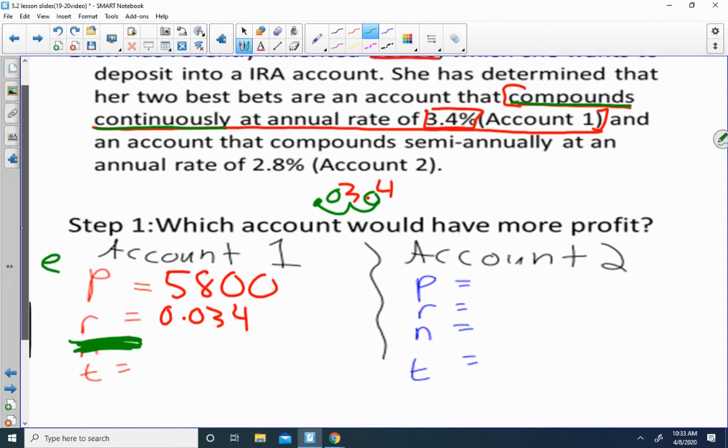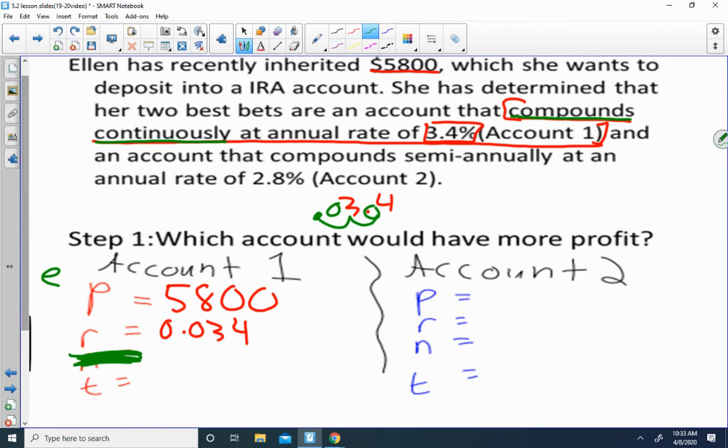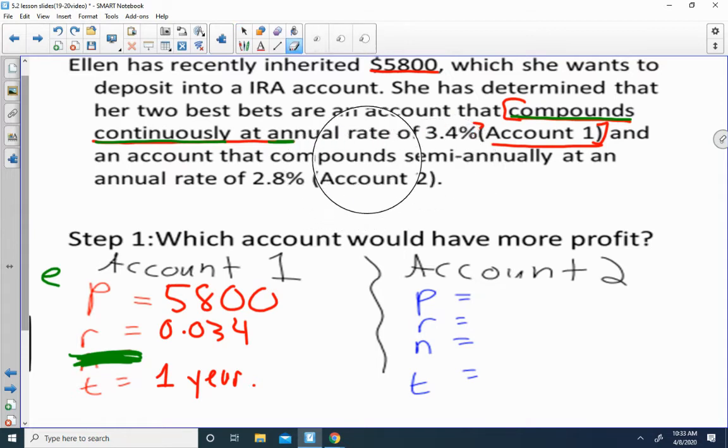But let's write down what the time is. We're given that it compounds at an annual rate. And of course, annual means 1 year. All right. So that's all we need, PRT, and then we'll do the E formula and go from there. But we'll do that in a second. For now, let's go ahead and quickly get the stuff for account 2.